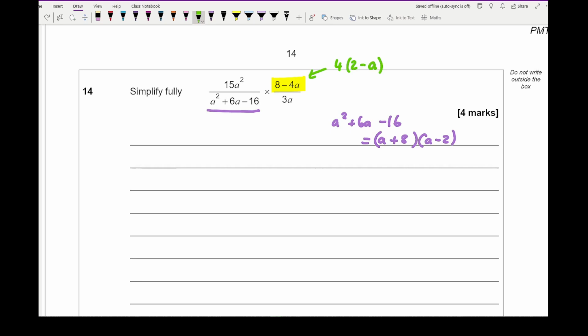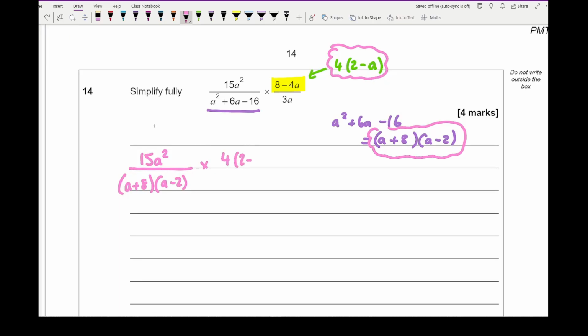And everything else can't be simplified. Now this question is really sneaky, because it's all about this here. It's all about this that we then need to rewrite. So if I substitute those two things in first, what do we get? Well, I'm going to end up with 15a squared over a plus 8, a minus 2, multiplied by 4 lots of 2 minus a over 3a.